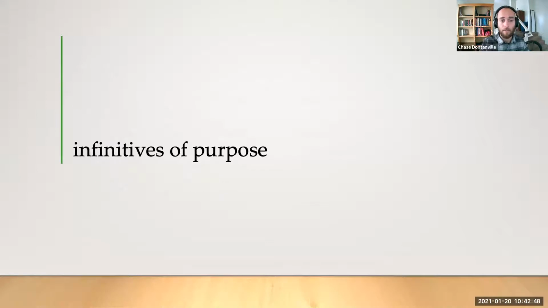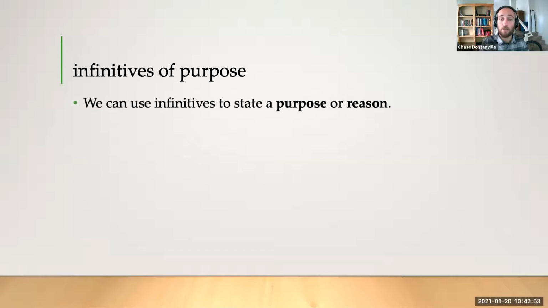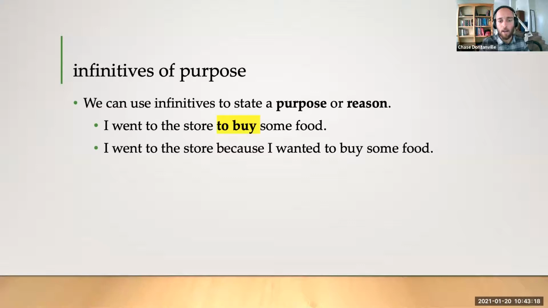Let's begin with infinitives of purpose. We can use infinitives to state a purpose or reason. In other words, we can use infinitives to explain why. So, I went to the store. Why? To buy some food. Here the infinitive to buy is telling us why something happened, the purpose or the reason. It's the same as saying, I went to the store because I wanted to buy some food. Same idea.